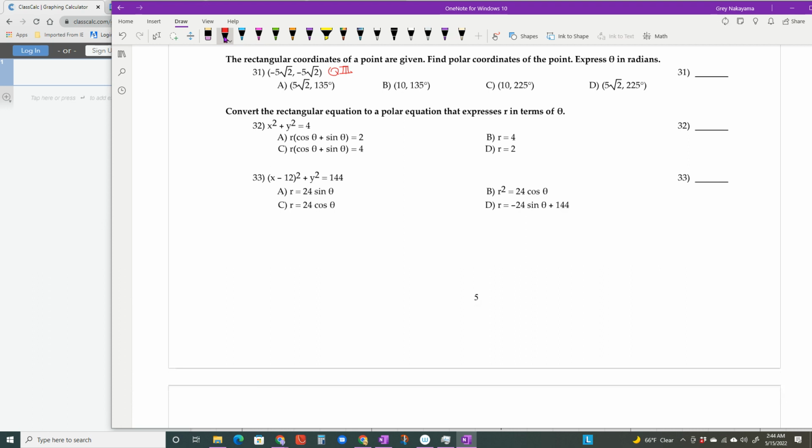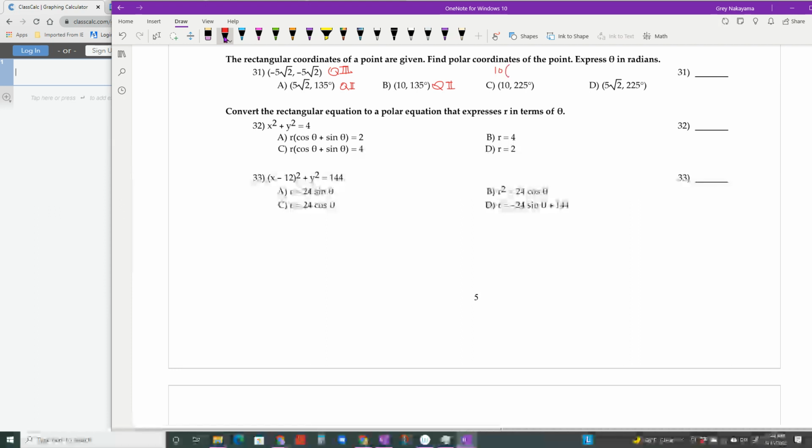Okay? Is 135 in quadrant 3? It is in quadrant 2. You have a unit circle right there with you. Is this in quadrant 3? 135 again is in quadrant 2. 225 is in quadrant 3. So it's one of these two. Okay, and if you think about this, I'm going to try this one.